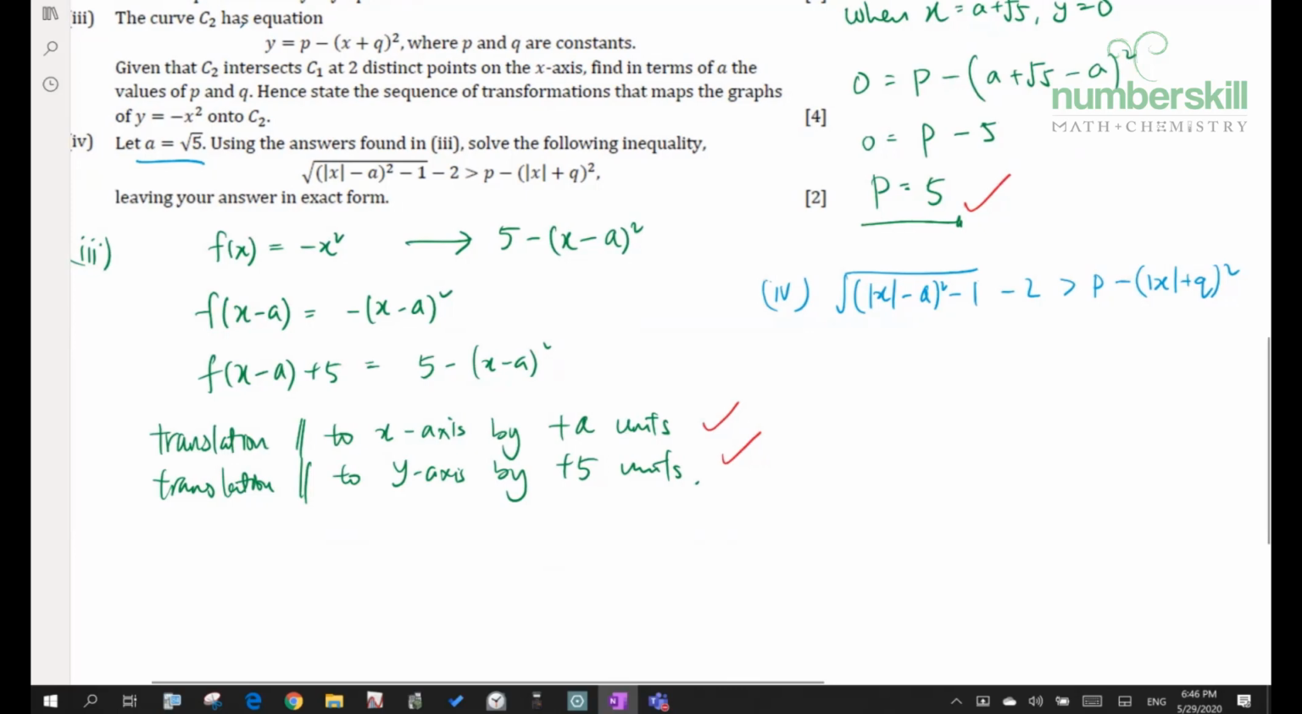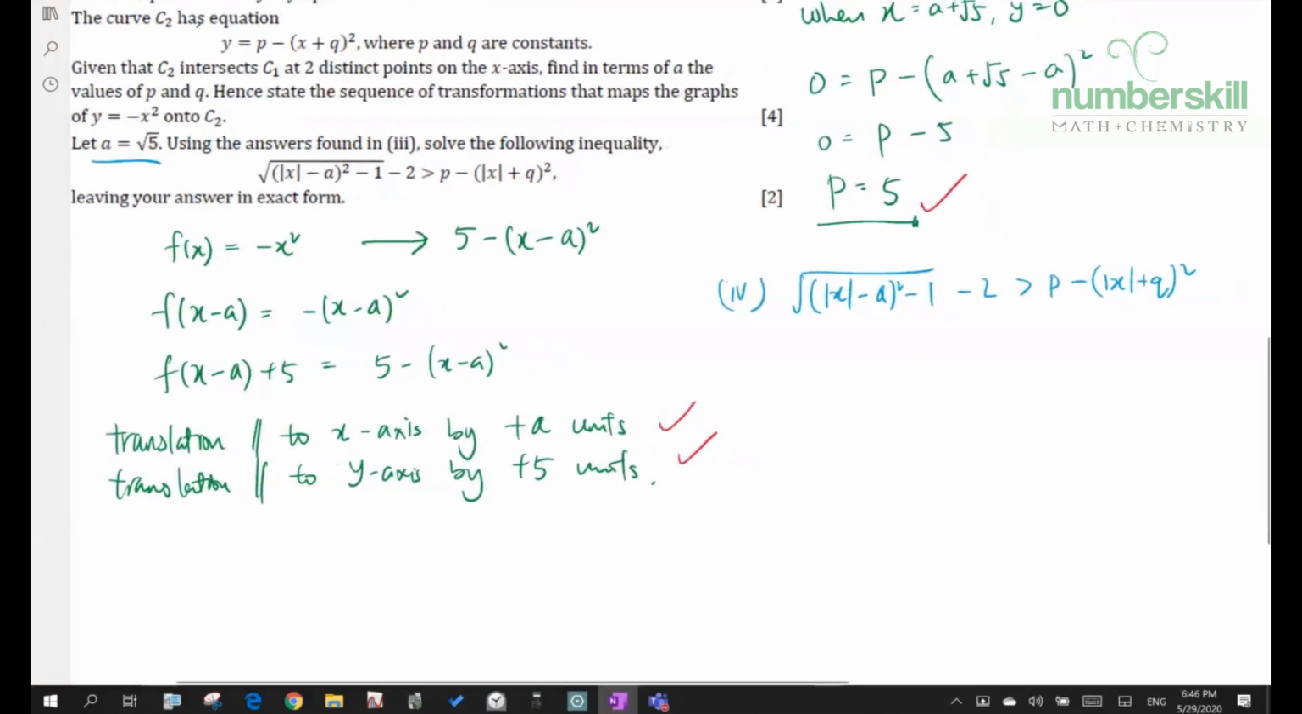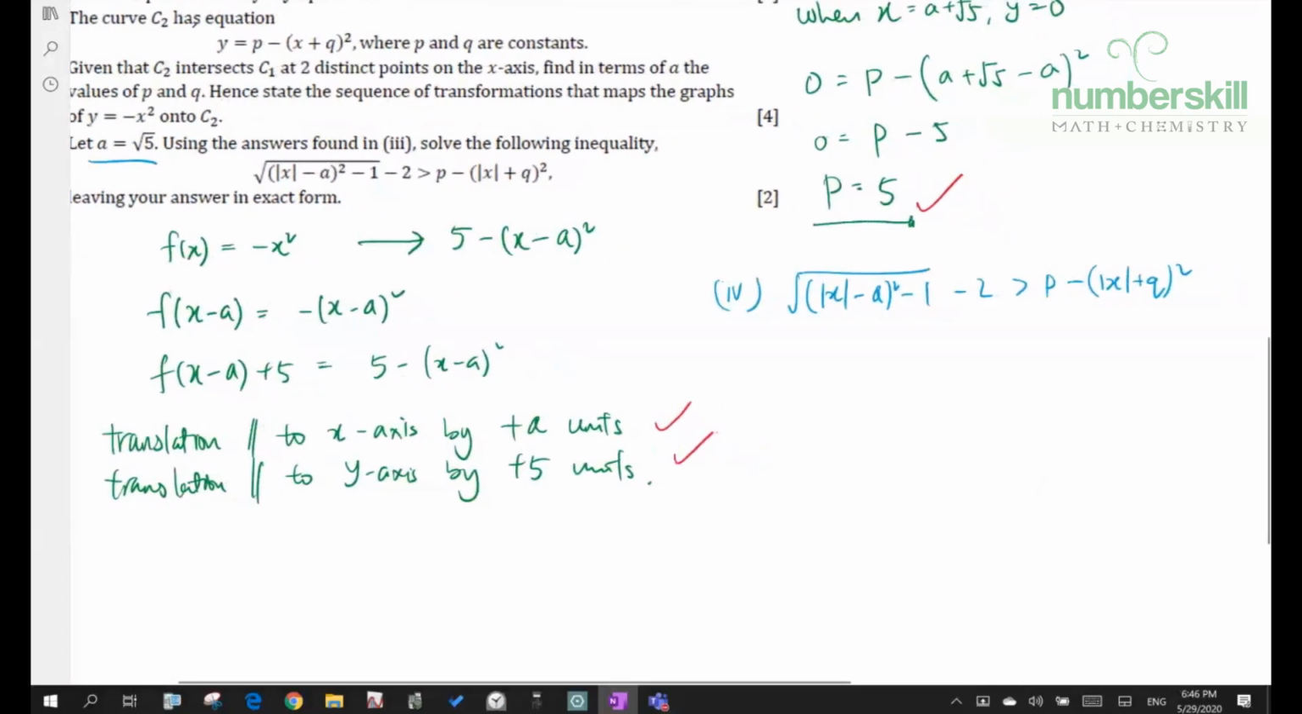But at least first of all, we do know the P's and the Q's, so we should write it down. Let me just write it down one more time. P is 5. Q is minus a, correct? So we actually have all this information. But this one, we are still clueless. Like, seriously, what's going on?